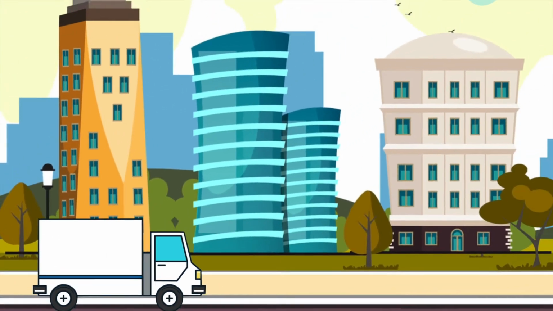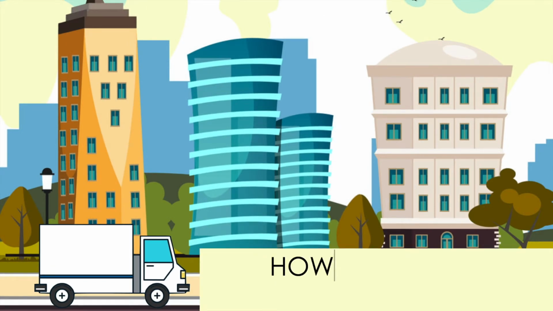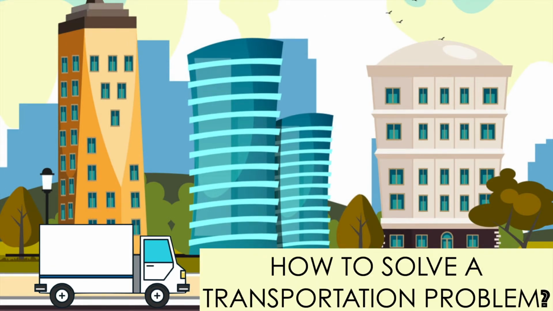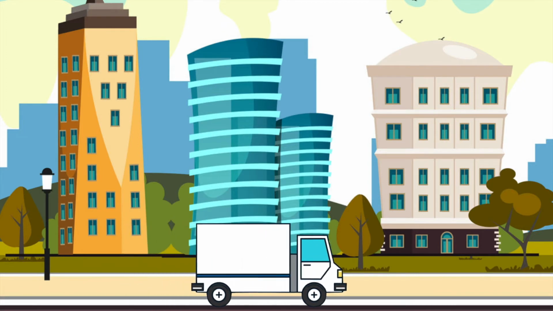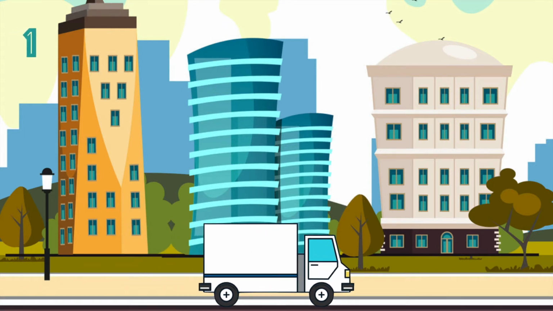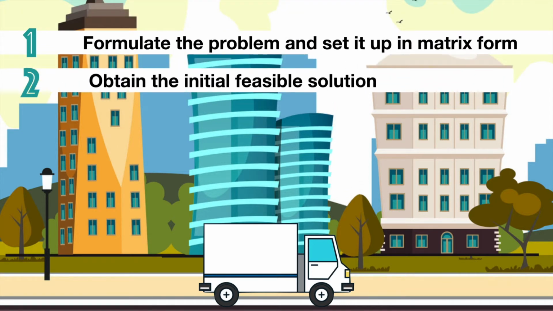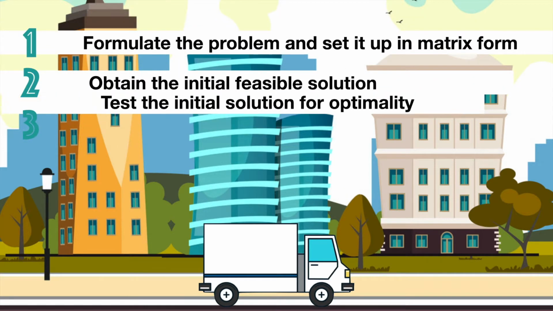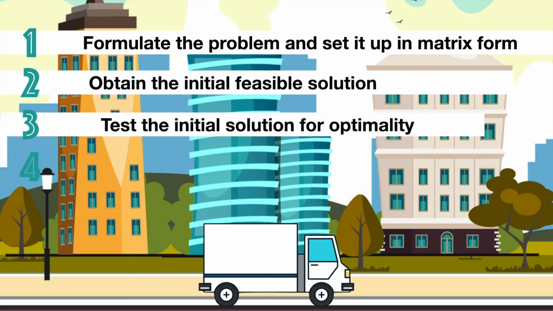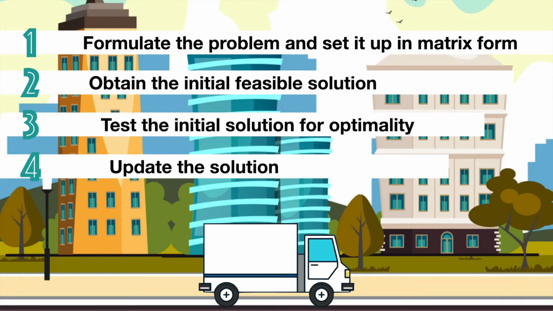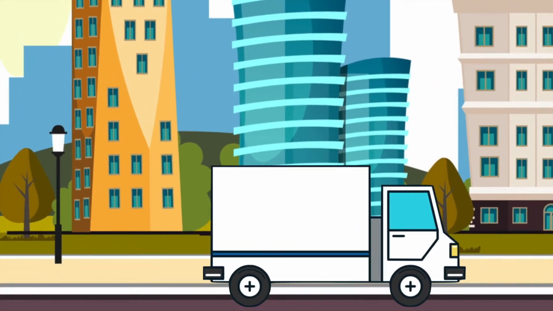But how do we solve a transportation problem? Let me show you how. There are 4 steps in solving a transportation problem. Formulate the problem and set it up in matrix form. Obtain the initial feasible solution. Test the initial solution for optimality. Update the solution. Let's use this example.